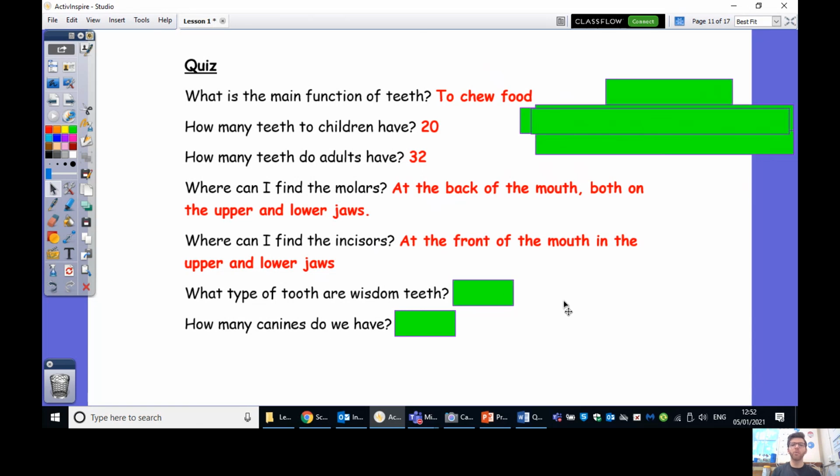What type of tooth are wisdom teeth? So they're basically the same as another kind of tooth. Are they the incisors? Are they the canines? Are they the premolars? No, of course, they're just another molar that you grow later on in life. And then finally, to finish off, how many canines do we have? Hopefully we all got that. That is 4. Excellent job, guys.